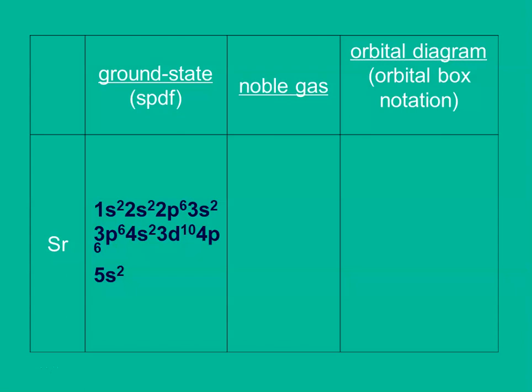The next 6 would go into 4p, and the final 2 would go into 5s. So the noble gas that we would use this time would be the noble gas at the end of period 4, which in this case would be krypton. And then you would have 2 electrons left to place. Those would both go into 5s.